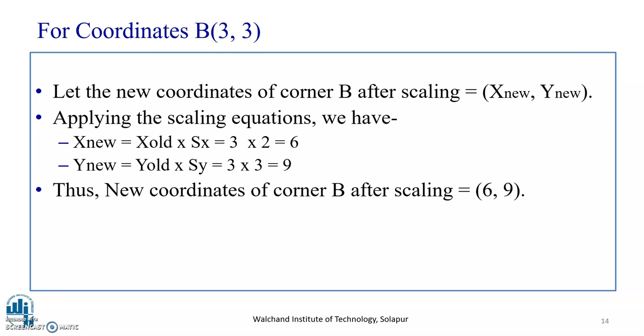Now for the next coordinate B, that is (3, 3). The new coordinates for corner B after scaling are x new, y new. After applying the scaling equations, we have x new is equal to x old into sx, that is 3 into 2, because 2 is the scaling factor in the x direction, we obtain 6, whereas y new is equal to y old into sy, that is 3 into 3, is equal to 9. Thus, the new coordinates of corner B after scaling are (6, 9).